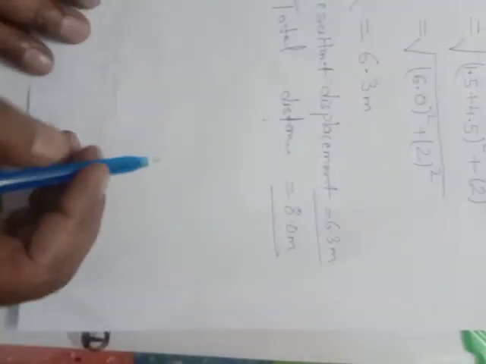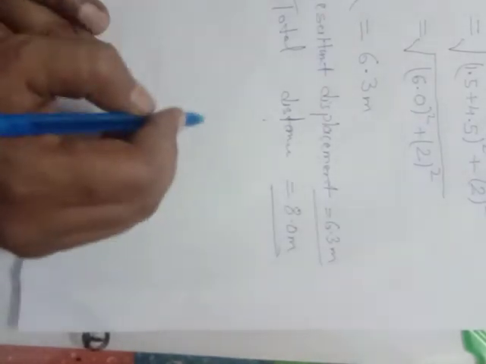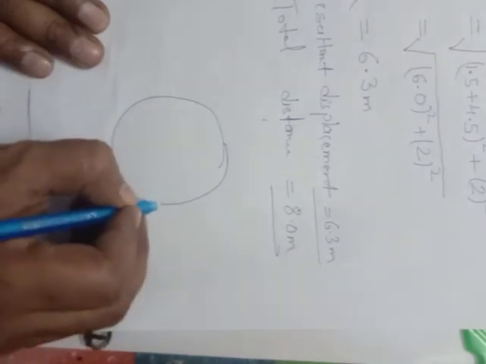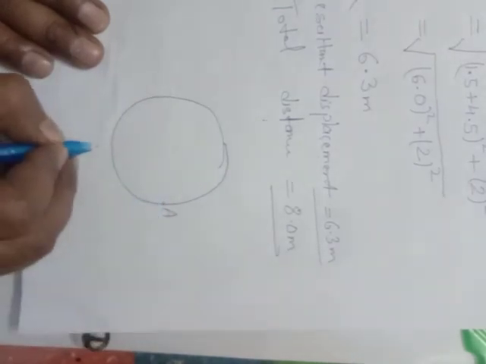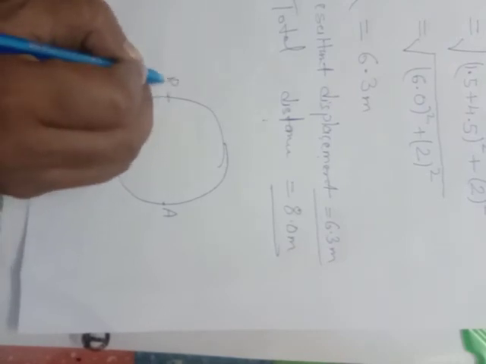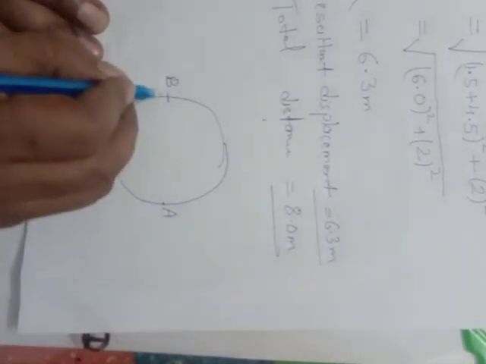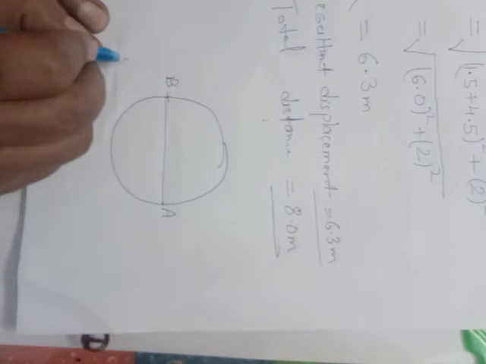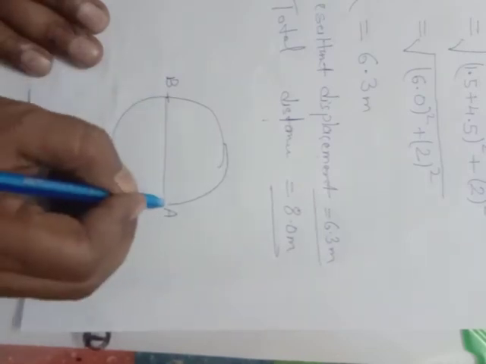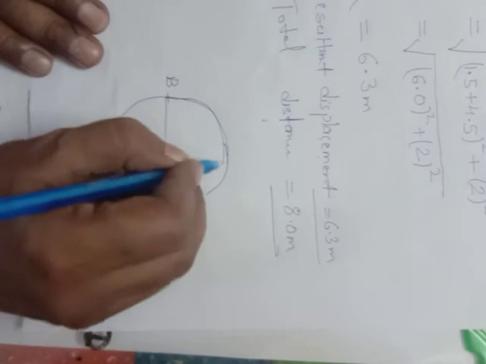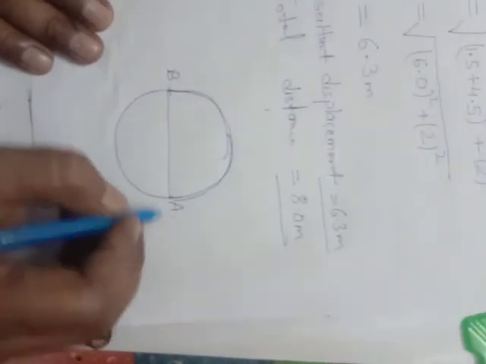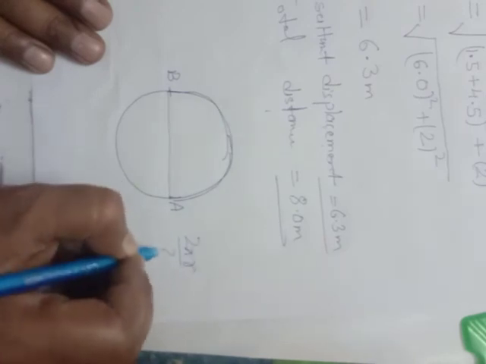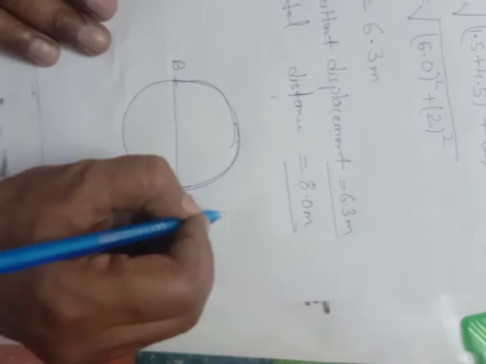Taking another example, just assume that a boy is running on a circular ground. He is starting from this point A and reaches here. So what is the distance and displacement? The distance will be half of the circumference, that is 2 pi r by 2. This will be the distance.